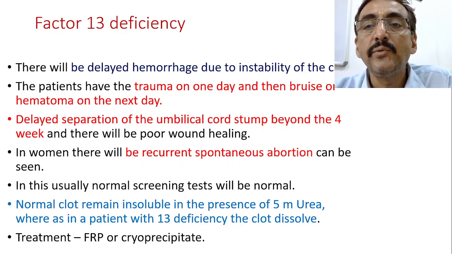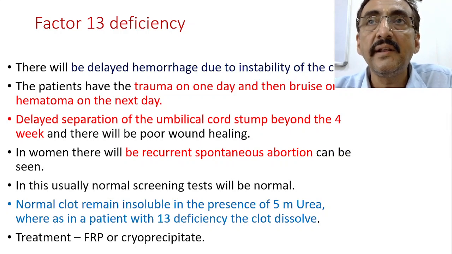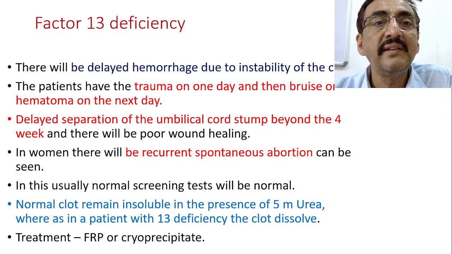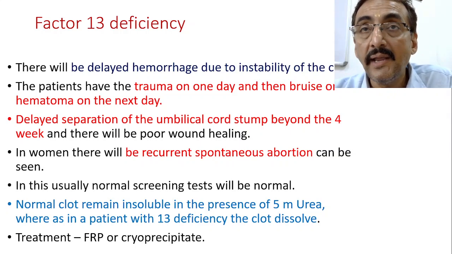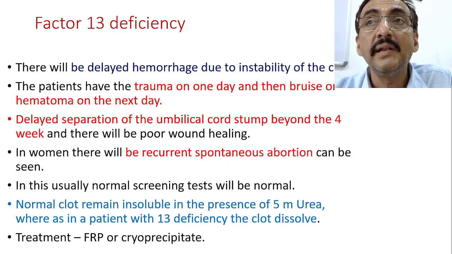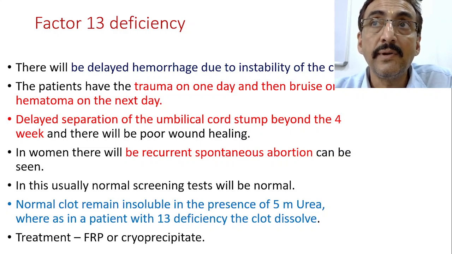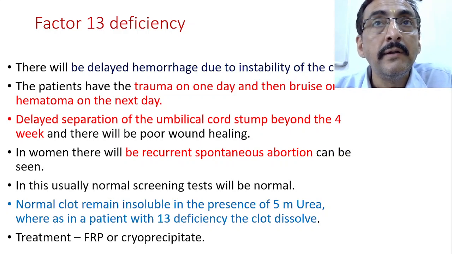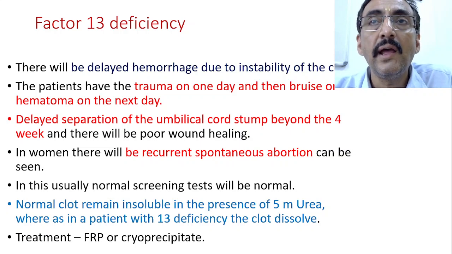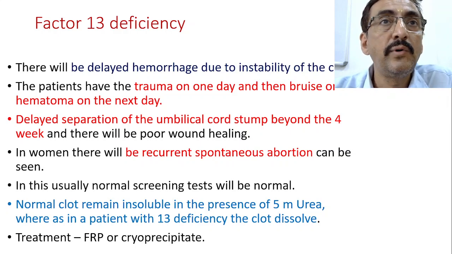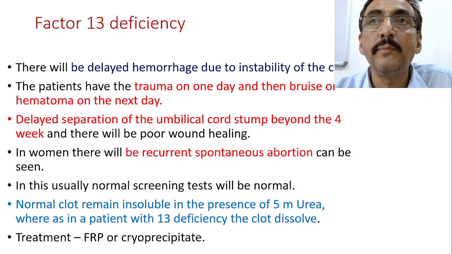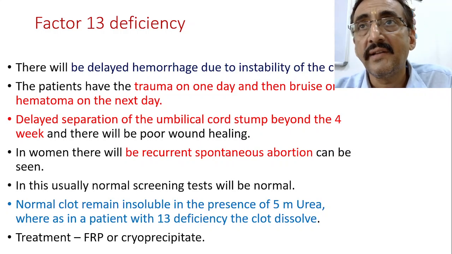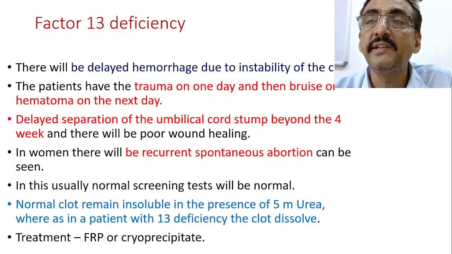There will be delayed hemorrhage due to instability of the clot, because this factor is related to stabilization of the clot. Once it is absent, there may be hemorrhage not immediately after formation of the clot, but later, because the clot is not completely stabilized. The patient has trauma on one day and then a bruise or hematoma the next day or the day after, that means after 2 or 3 days. The injury would have taken place 1 or 2 days back, but after 3 to 4 days the patient complains of pain and formation of a hematoma. When you get such cases, it may be because of factor 13 deficiency if all the other investigations show normal results.